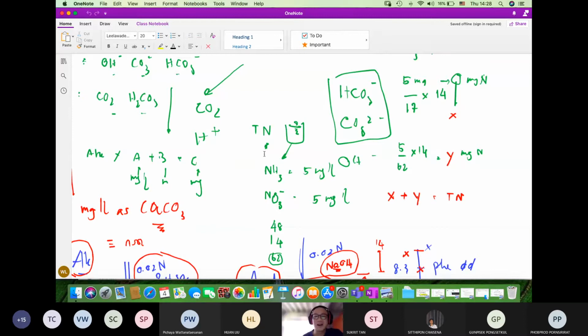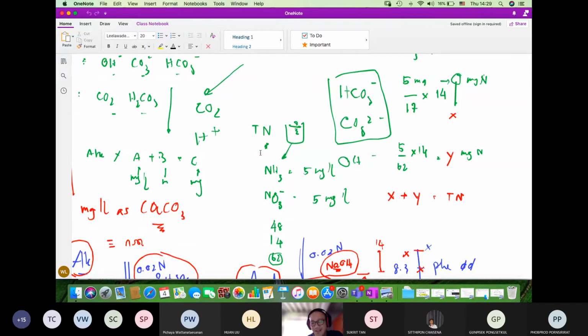If I ask you what is the total nitrogens in this sample, of course it does not equal 10, or 5 plus 5, because 5 milligrams per liter is with respect to the ammonia. This one, 5 milligrams per liter, is also 5 milligrams with respect to the nitrate. So you cannot say the total nitrogens is equal to 10 milligrams per liter. Different units cannot be combined.